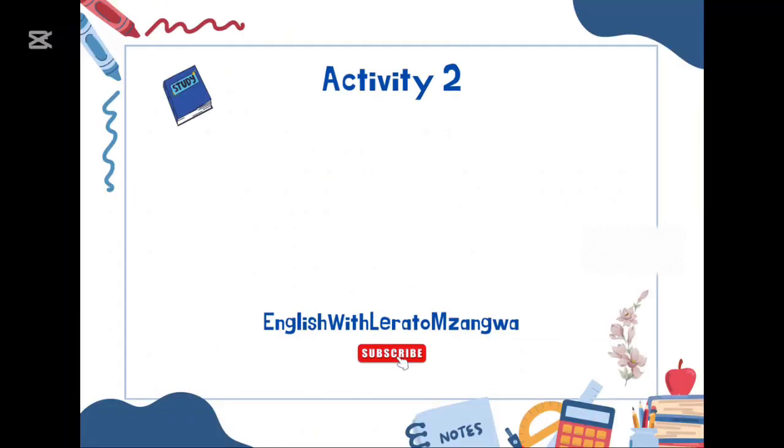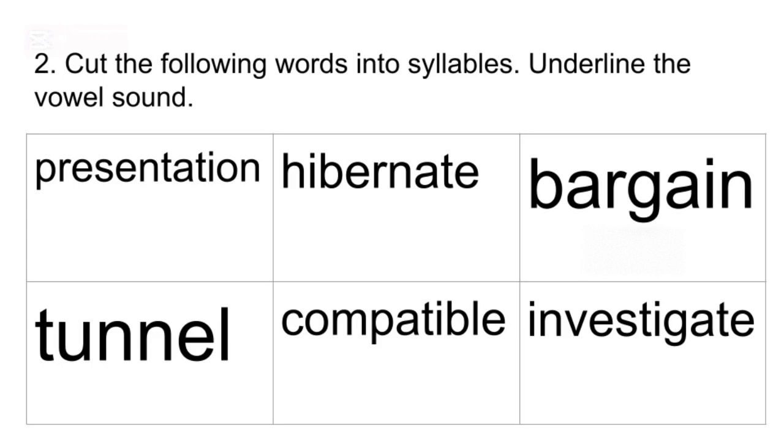Activity 2. Cut the following words into syllables. Underline the vowel sound. Right, so over here, your steppers are going to have their scissors and they are going to cut out the different syllables, okay, from one word. So the first one is presentation. They're going to take their scissor and then cut up presentation into 4 syllables because presentation has 4 syllables.